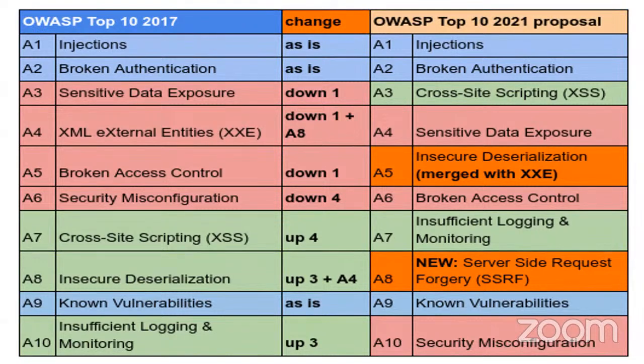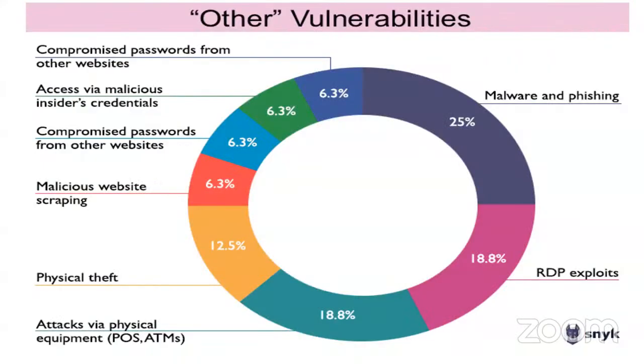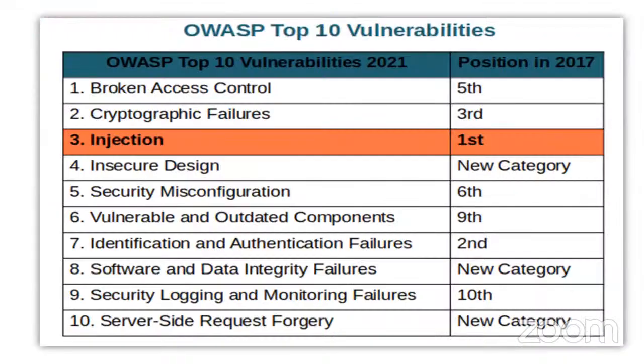So we are focusing on all the top 10 vulnerabilities, finding and producing a solution for each vulnerability. Other vulnerabilities are compromised passwords from other websites, access via malicious insiders' credentials, with some percentages such as 6.3, and malicious website scraping, physical theft, attacks via physical equipment, malware and phishing, RDP exploits. So these are a different set of vulnerabilities available.